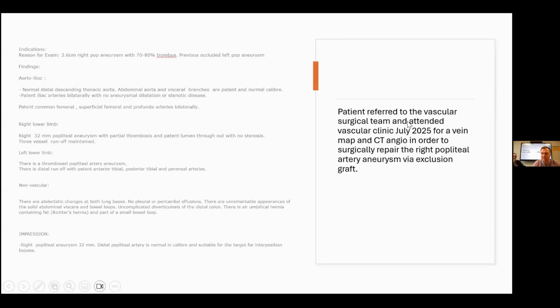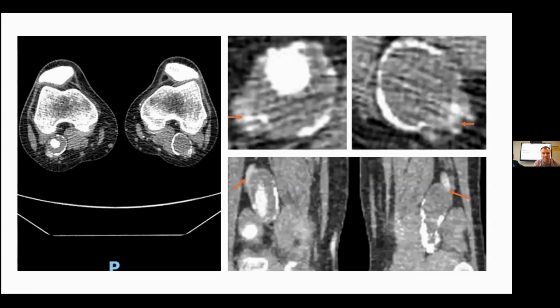They underwent a CT angio and a vein map in order to surgically repair the right popliteal aneurysm with a femoral to TPT exclusion bypass graft. You can see that the results from the CT angio map exactly what was found on the ultrasound. So there was good flow in that right-hand side.